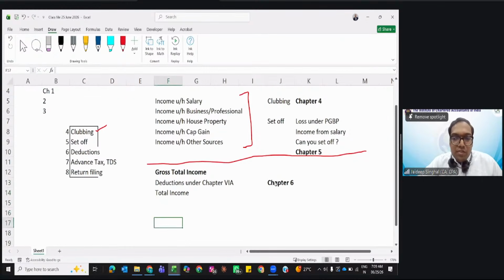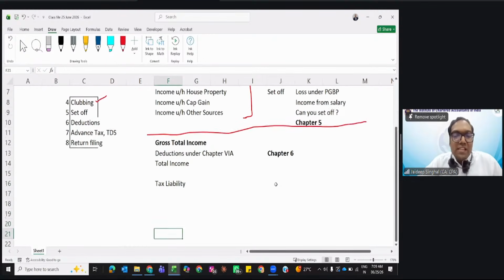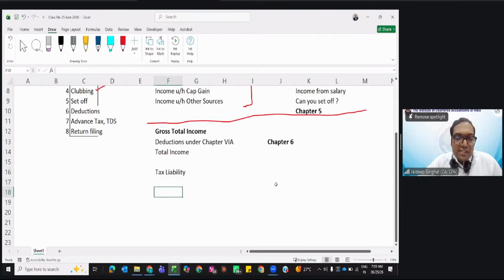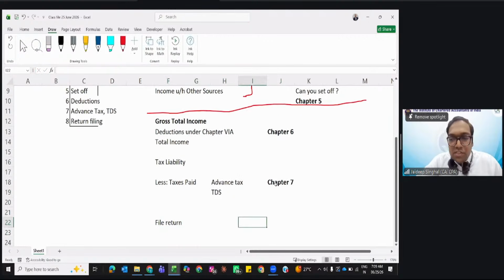Now, on this total income, you calculate the tax liability. For paying this tax liability, you need to pay it less taxes paid. There is a concept of advance tax and TDS here. We will study this in chapter number 7. And once our tax is final, we need to file the return. Then we have prepared the return, then we file the return. That comes in chapter number 8. So this is the entire tax computation that you are studying. Is everyone clear till here?